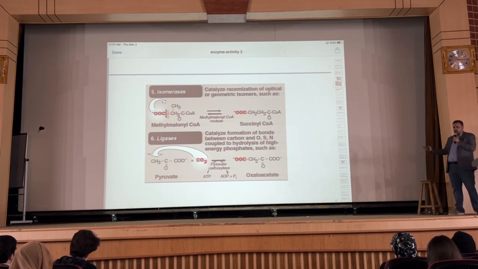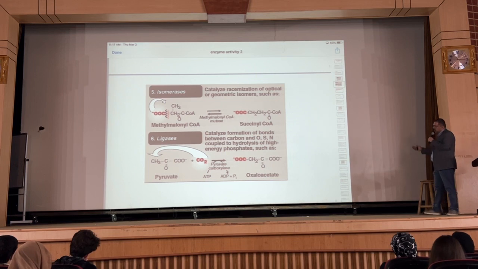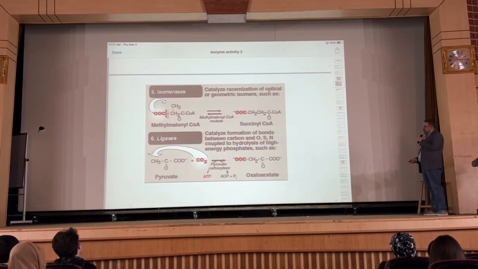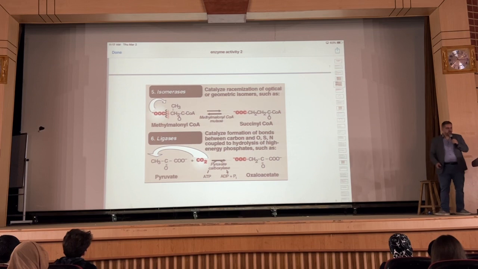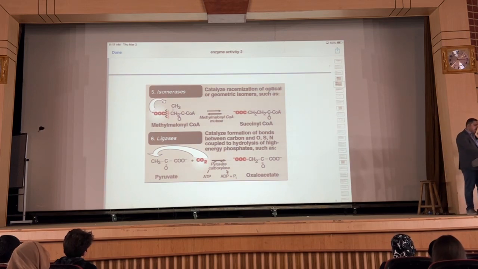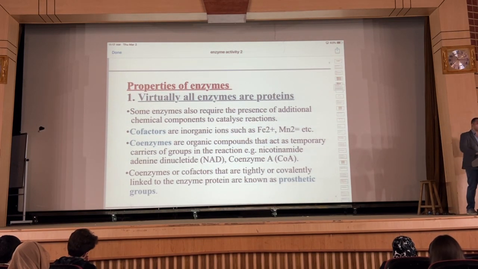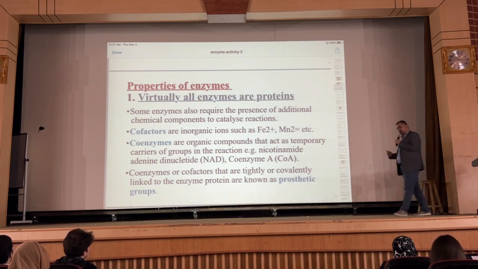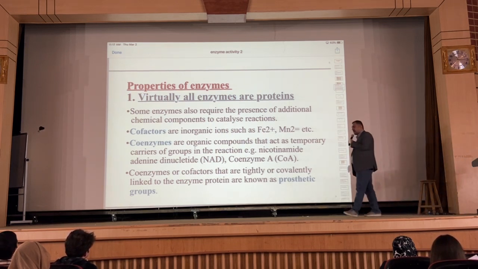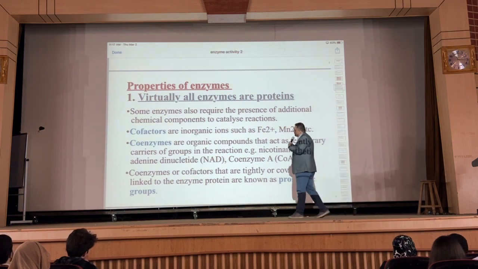Ligase is just adding a group to a molecule. For example, here pyruvate carboxylase adds CO2 to pyruvate to produce oxaloacetate. So we have 6 main groups of enzymes: oxidoreductase, lyase, ligase, transferase, isomerase, and so on.